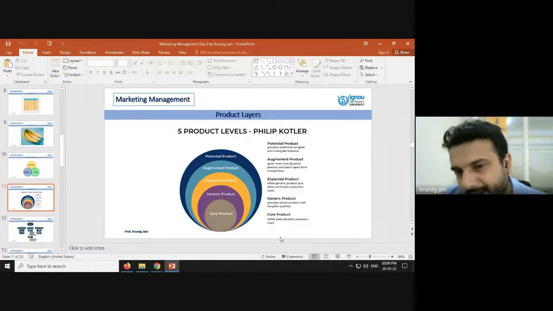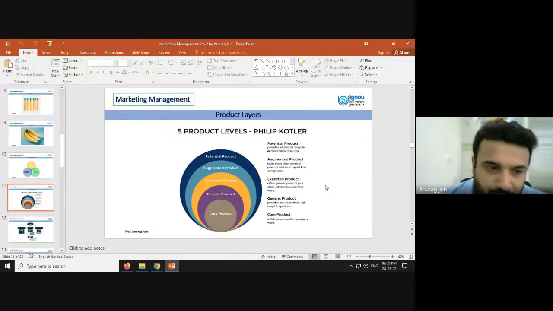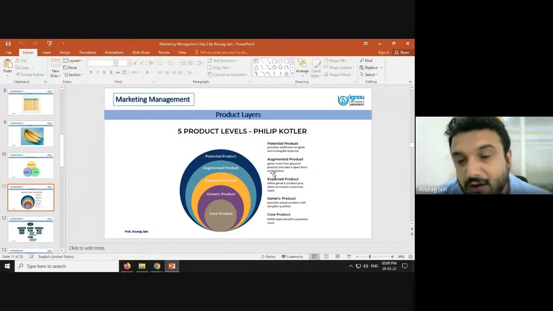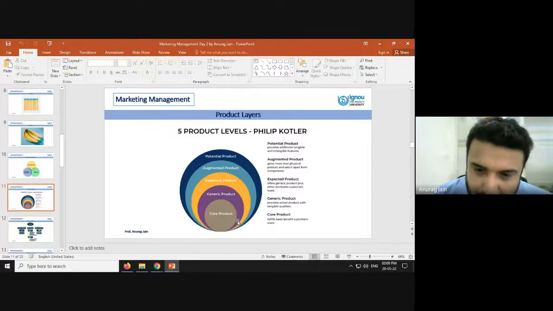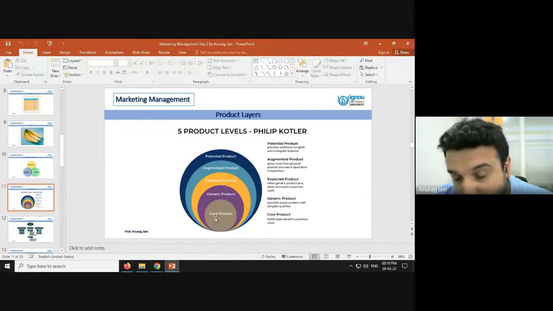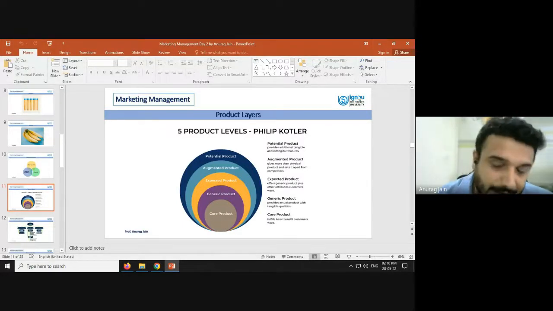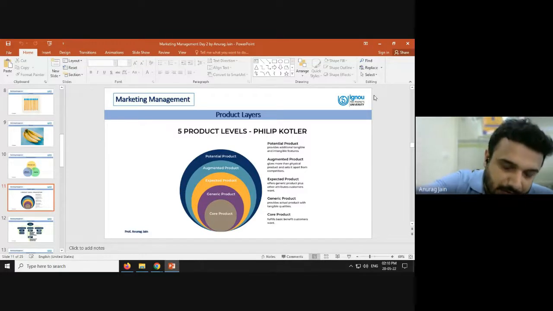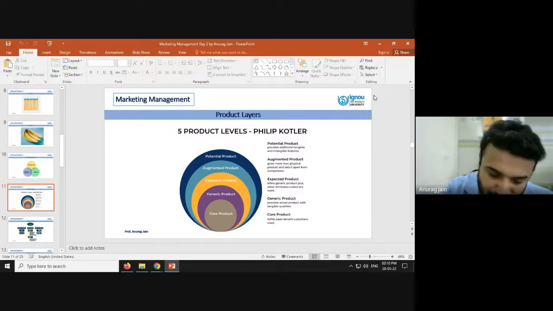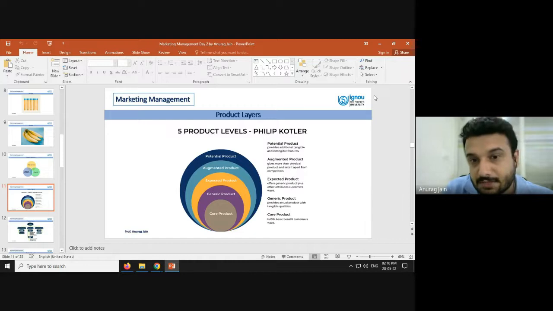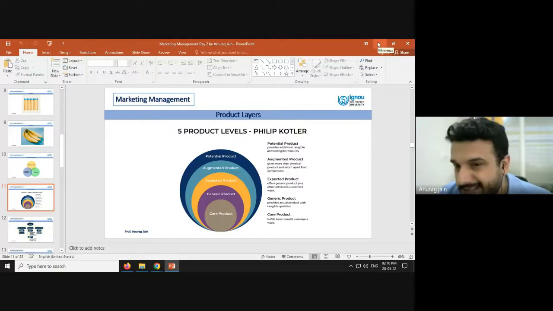So you may find all these five layers in a single product, and maybe there are some products which only reach the expected or augmented level, and some products which only fulfill the core product requirement, right? It is not a mandatory condition that each product has all the layers, but you will see most of the products which have all these five levels, or maybe mostly four levels, are much more successful in the market. And what is the reason?